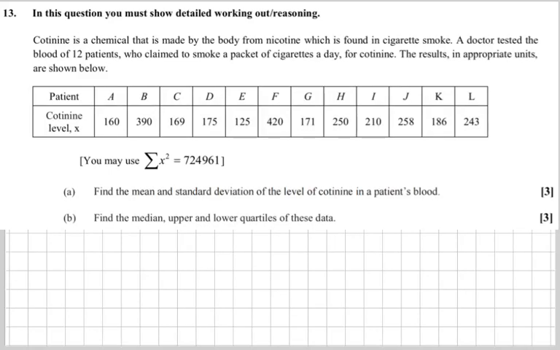Okay, in this question, you're given lots of context here, but it's actually completely irrelevant. Really, they could have just given you this list of numbers, the 160, the 390, the 169, etc. Find the mean and standard deviation of the level of cotinine in a patient's blood.